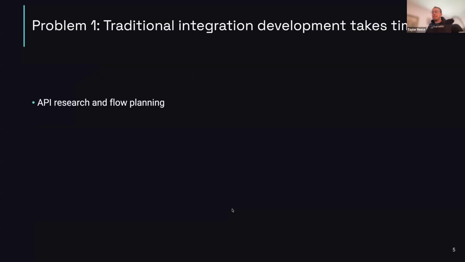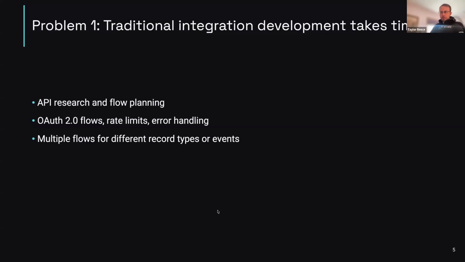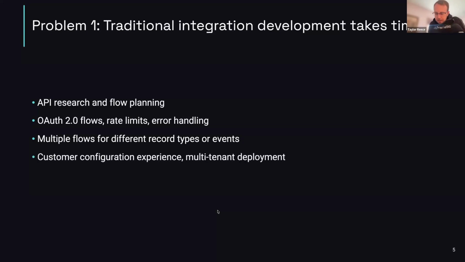Integration development involves a lot of things. You need to do some research for third-party APIs. You need to plan out your flows. You need to know what sort of authentication they use, and especially if they use OAuth 2, what are their token endpoints and their authorization endpoints, and how do you get a client ID and secret, etc. You need to know about rate limiting and error handling, and you need to build often repeatable flows that handle different record types and events. And there's all of these things that you need to do that classically a senior developer would plan some things out and then their junior developers would go execute.